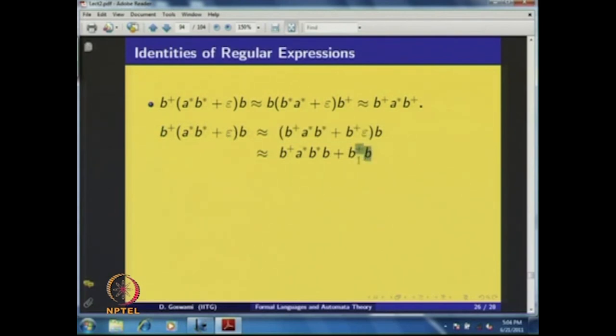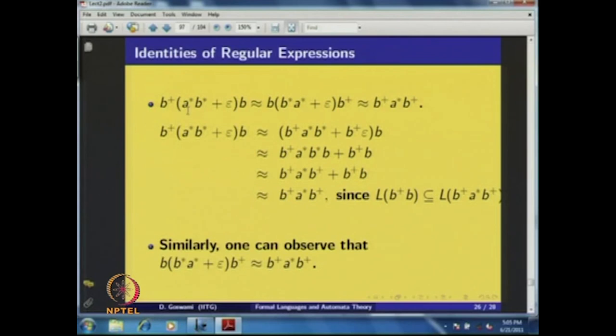Similarly, this b is concatenated with this term and this term. Now, this can be written as b plus a star b plus, because b plus b is a subset of b plus a star b plus. So, therefore, we have got the first one: b plus a star b star plus epsilon b is equivalent to b plus a star b plus. Similarly, one can observe that b star a star plus epsilon b plus will be equivalent to b star a star b plus.